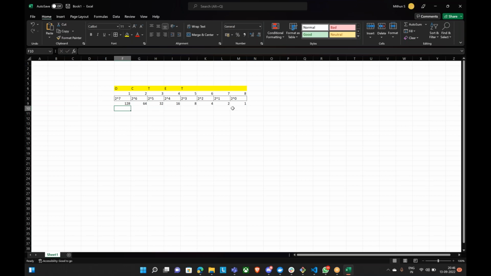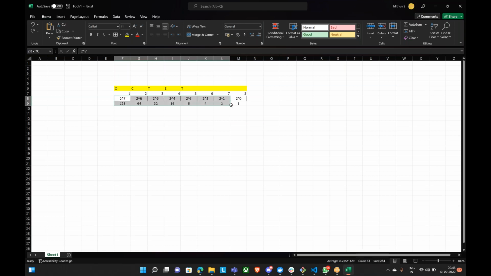So is this clear? The equivalent value: 2 power 0 is 1, 2 power 1 is 2, 2 square is 4, 2 cube is 8, 2 power 4 is 16, 2 power 5 is 32, 2 power 6 is 64, and 2 power 7 is 128. And the equivalent values I have written below. Until here it is clear? Yes. Now, the next concept.